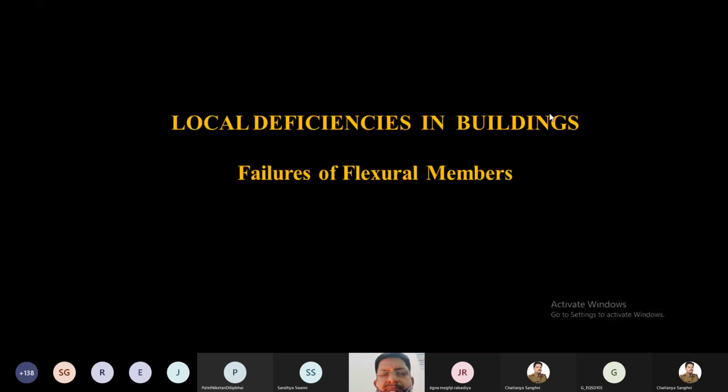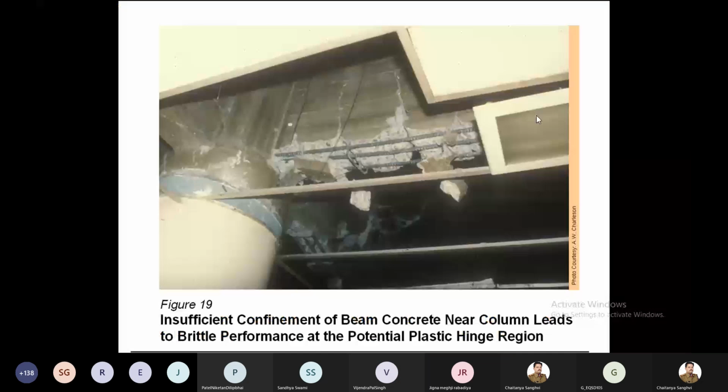Now we talk about a local deficiency in the building, the failure of the flexural members, right? If you look at this beam, it has actually failed here, and you can see the confining reinforcement is very less. This is the reason the beam failed. Because of the failure of the beam, the whole structure is not going to collapse, but it is a local level failure.